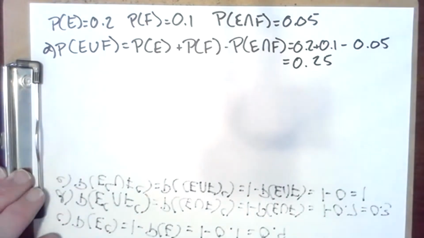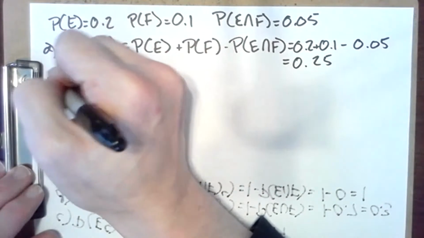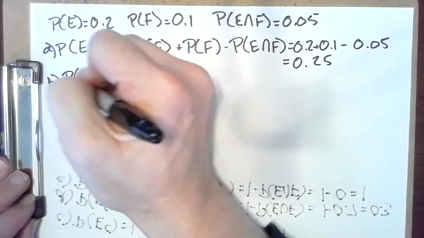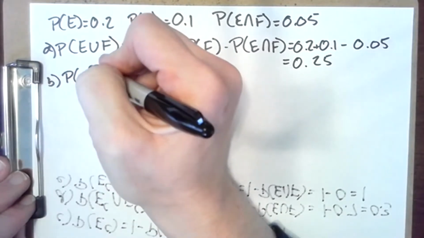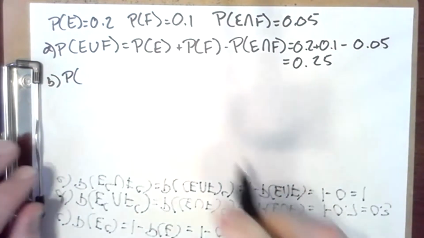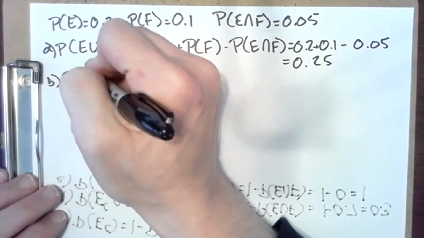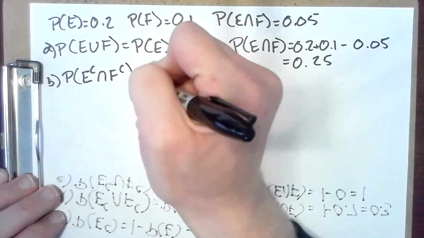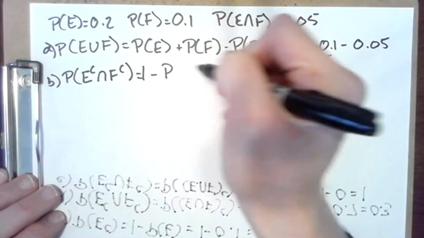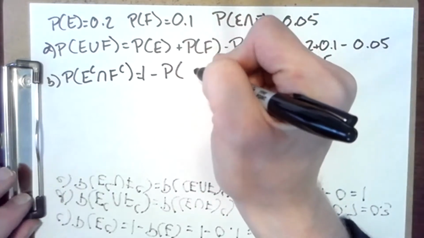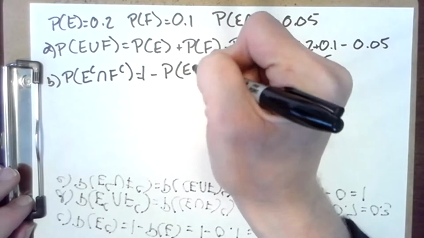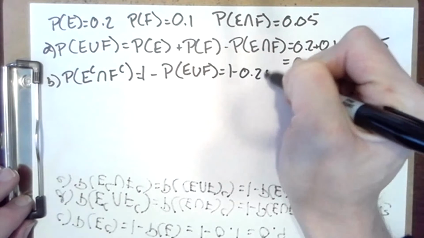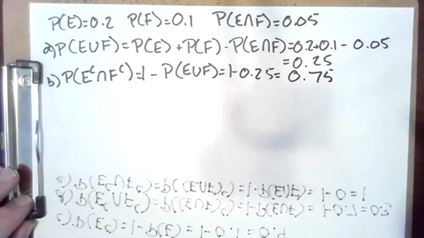Next, so 25/100 there, we're given the probability of the complement of E intersected with the complement of F. Okay, well, that's just going to be 1 minus the probability of E or F. So that's 1 minus 0.25 or 0.75, 75/100.